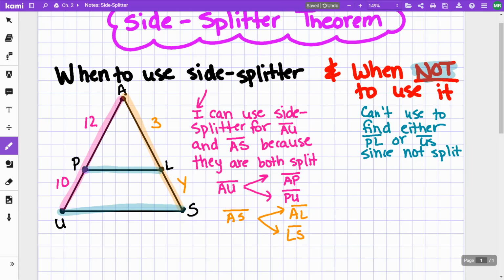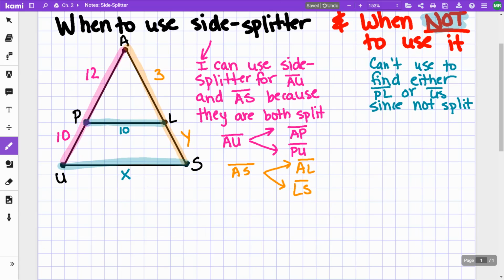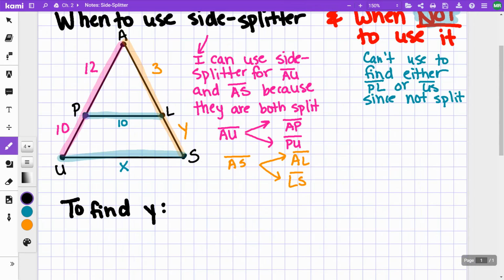Now in our situation, this is going to be a 10 and this is going to be X. We're going to find that. I am going to do this problem solving for Y, and then I'm going to do this problem solving for X. To find Y, I can do it two different ways. One is I'm not going to use the side splitter, and the other is I'm going to use the side splitter.